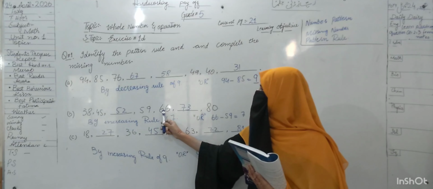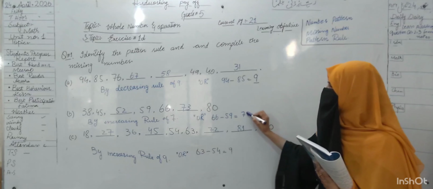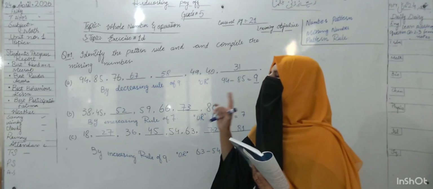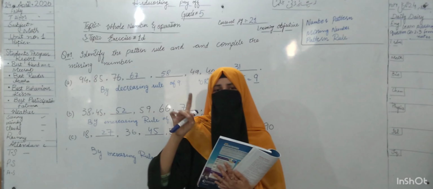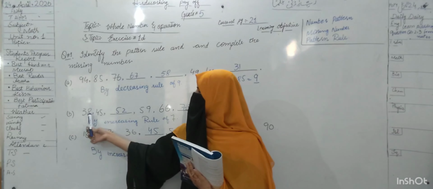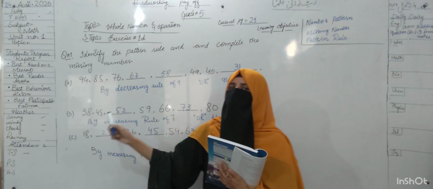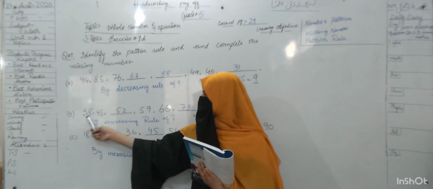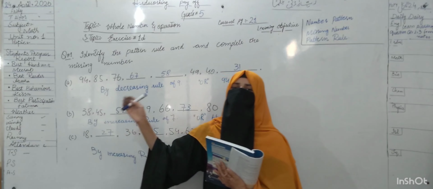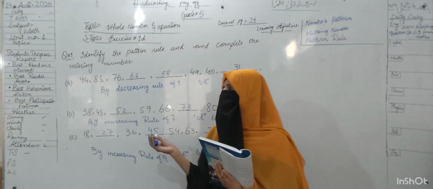When you have 66 minus 59, the pattern rule of increasing is 7. It means that when you add 7 to one number, the next term comes. For example, 38 plus 7, the next term is 45. When you add 7 to 38, the answer is 45, and we also call it the next term of this number.